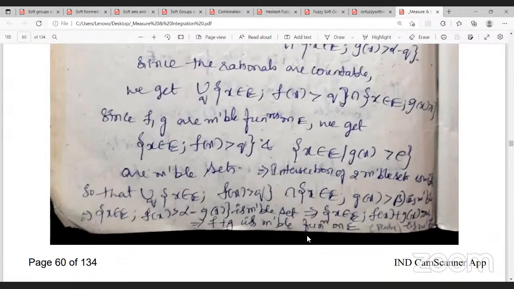ఇప్పుడు ఏం రాస్తారు 38 పేజీల్లో ఫస్ట్ ది. From the equation 1, it belongs to E. సేమ్ టోటల్ రాసేయండి. First line. అదే సేమ్ వస్తుంది మనకి. The set f plus g of x greater than alpha is a measurable set. Hence, measurable set అంటే, hence f plus g is a measurable function. Clear?